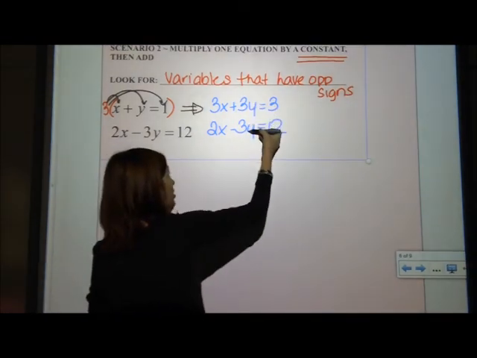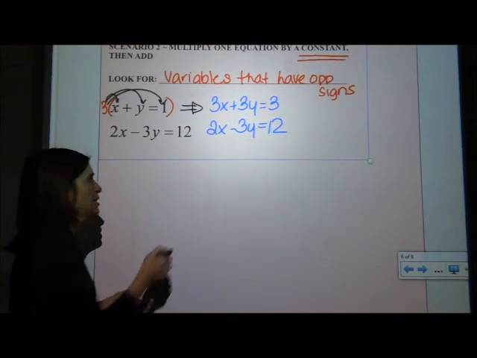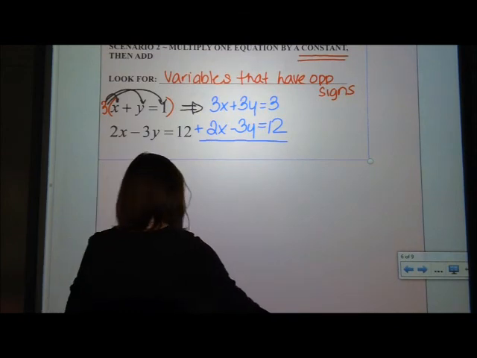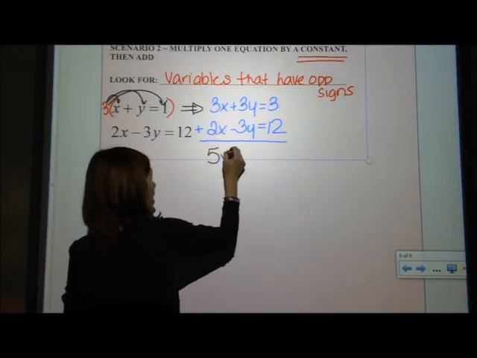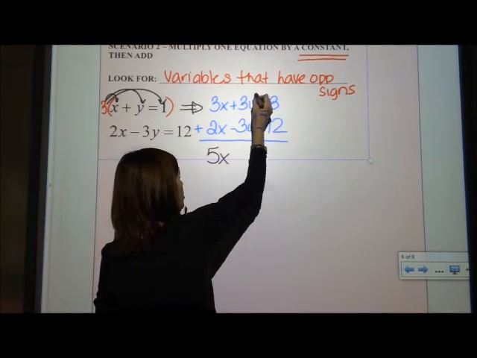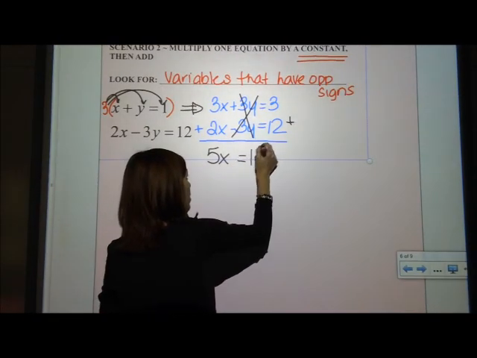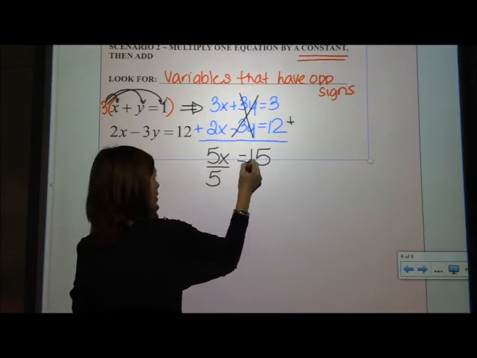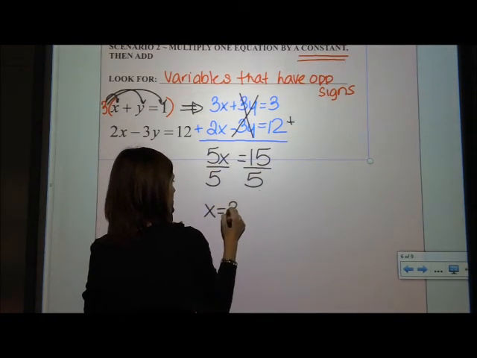Again, now we've got one variable that has the same coefficient and opposite signs, so I'm going to add the equations together. When I add, I get 3x plus 2x, which gives me 5x. 3y minus 3y will get eliminated, and then I have 3 plus 12, which gives me 15. I divide by 5 on both sides, so then I get x equals 3.